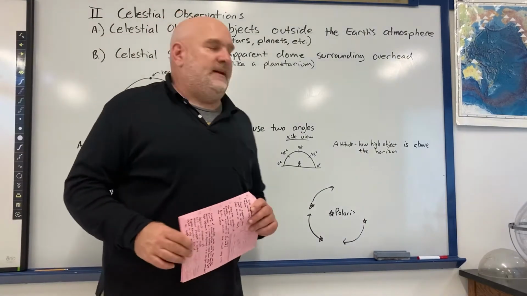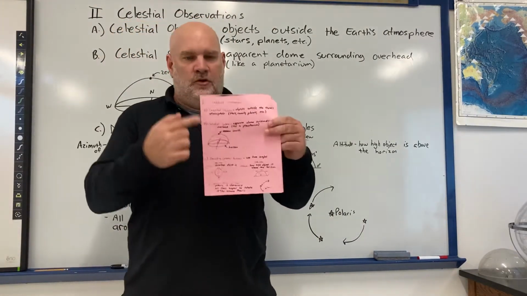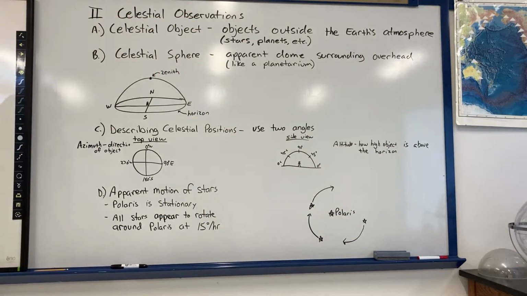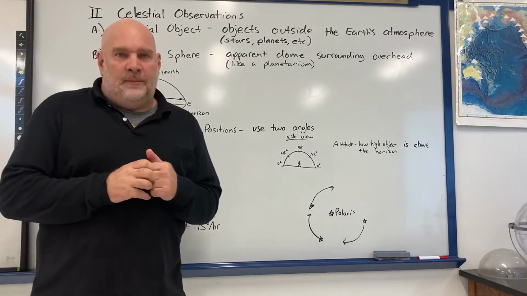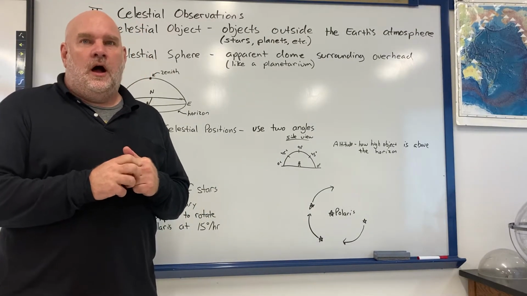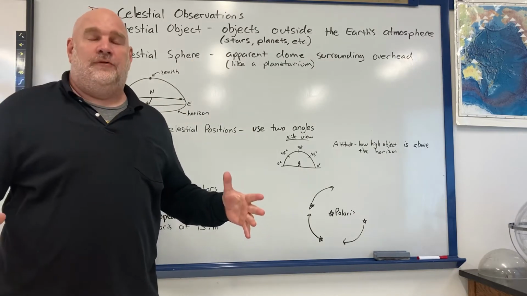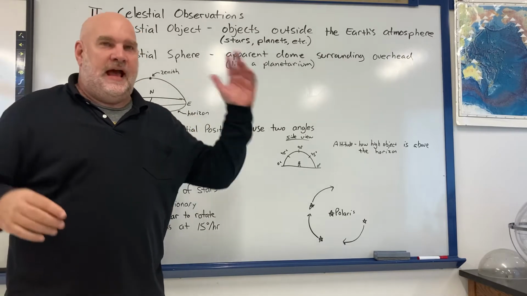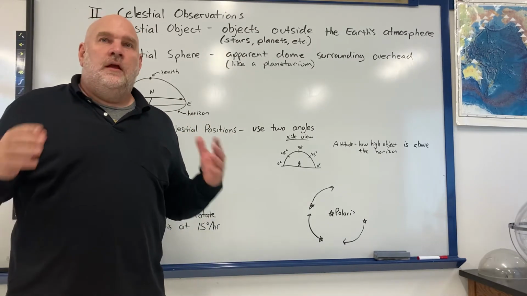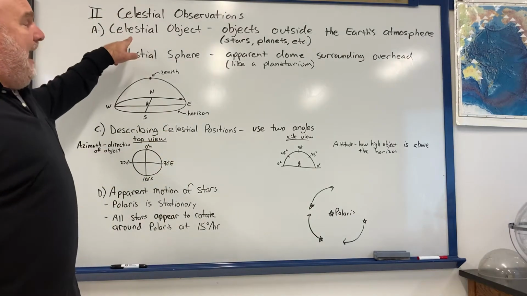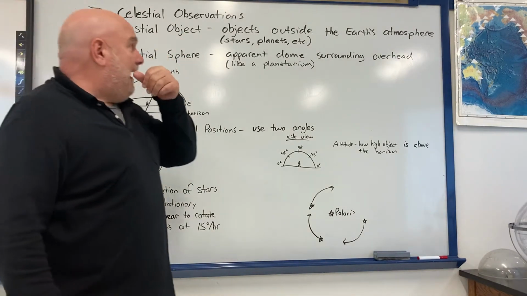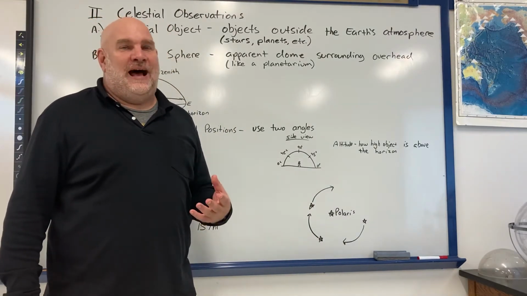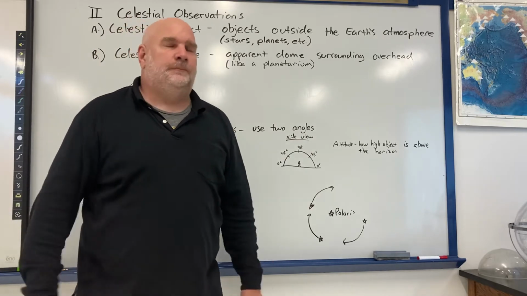All right, so what we're looking at today is page of your notes says celestial objects. In astronomy, what we study are things that are outside the Earth's atmosphere, like stars and planets and galaxies. Those things that are outside our atmosphere are what are referred to as celestial objects. Something like a cloud would not be considered a celestial object because a cloud is within our atmosphere.